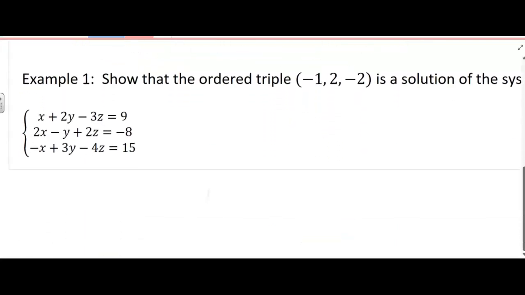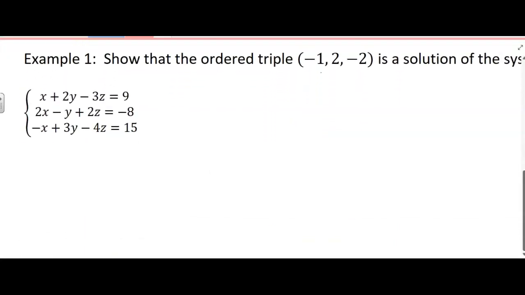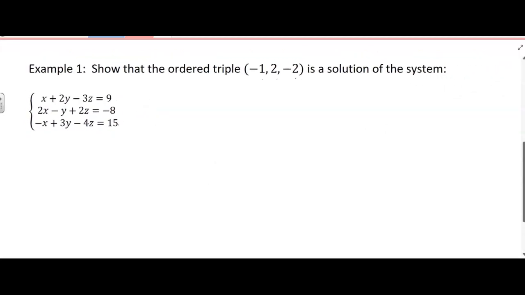All right, the first thing they want us to do is show that the ordered triple -1, 2, -2 is a solution of the system. So they give us a system. There are three equations, and each equation has x, y, z. So we take each equation separately. x plus 2y minus 3z equals 9. Now I usually put a line through my z so it doesn't look like a 2. This is saying x is -1, y is 2, and z is -2.